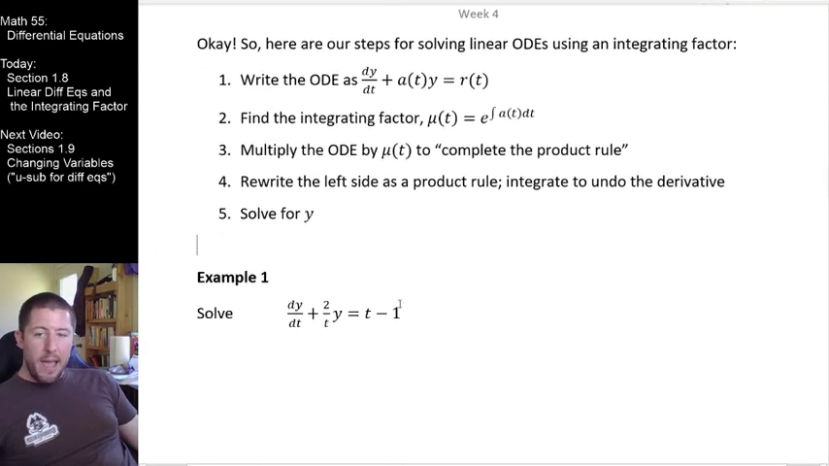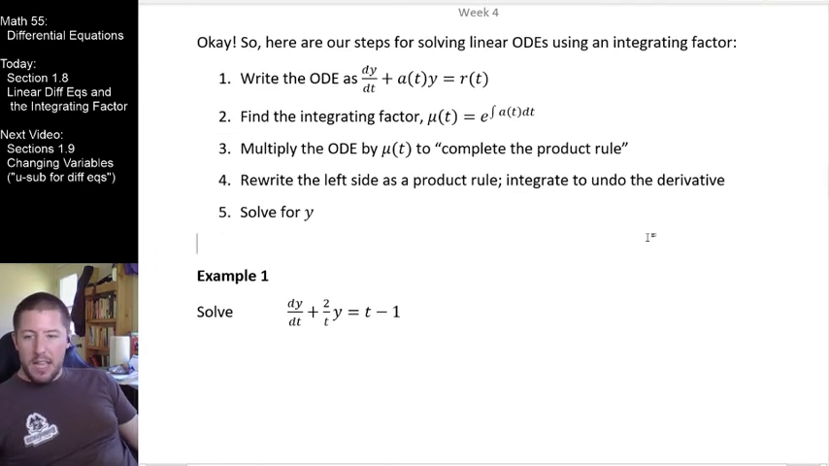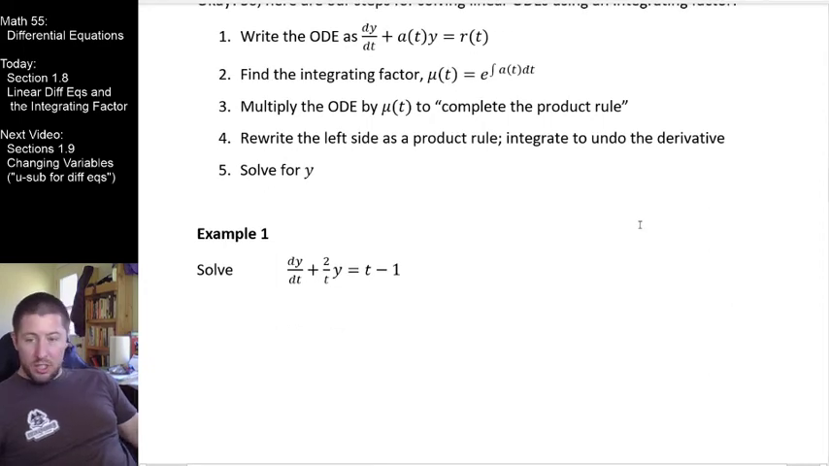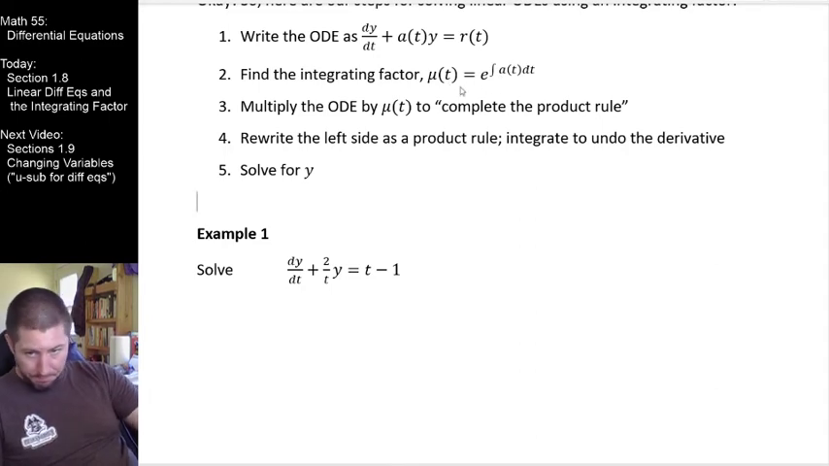This is one of those things that, man, feels like magic. The first time I ever did this, my mind was kind of blown. How does this work out to be exactly the piece that we need that's missing? It's great. So here we are.